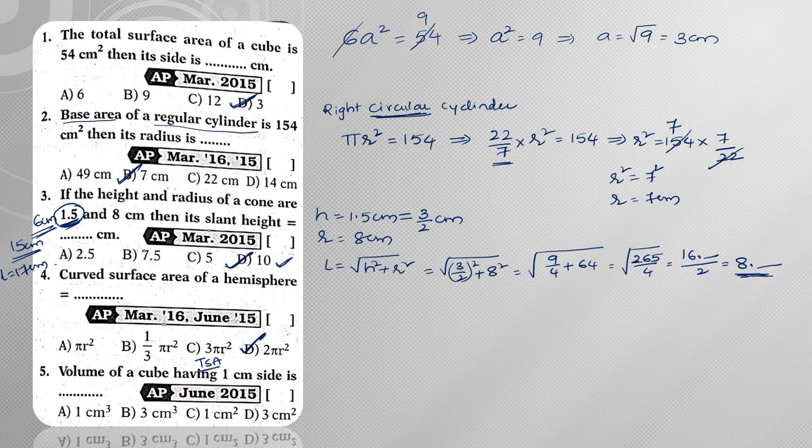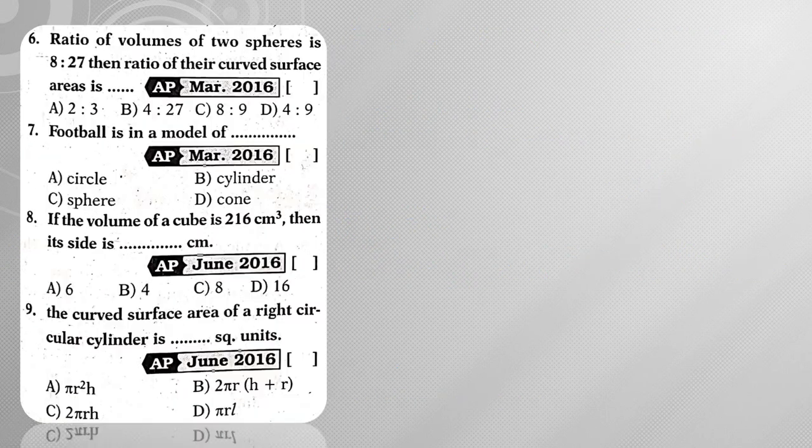Next, the volume of a cube having side 1 centimeter. The side is given as a equal to 1 centimeter. The volume of a cube is given by a cube, which is nothing but 1 cube centimeter cube. So 1 cube is nothing but 1, hence the answer is 1 centimeter cube. Next, moving on to question number 6.